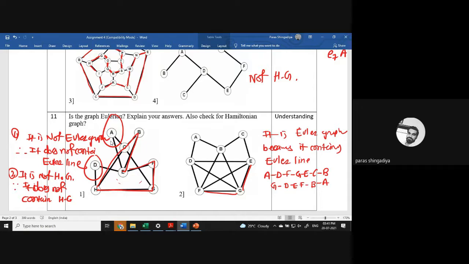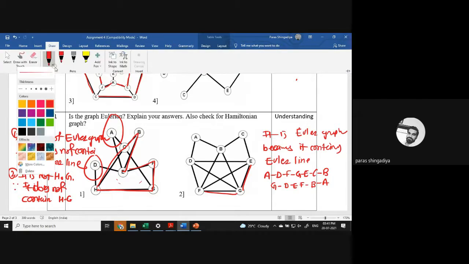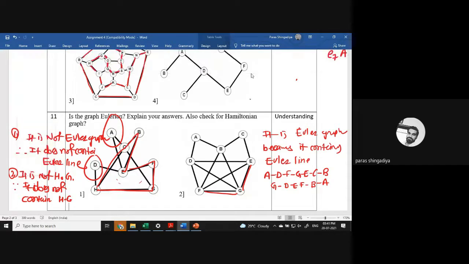Is it okay? Is there any confusion? Okay, so just write a conclusion here. Okay, this graph is this one. It is a Hamiltonian graph. Okay, and which Hamiltonian circuit you can consider? A to D, D to F, F to G, G to E, E to C, B and A. Clear? That is the route you can consider.